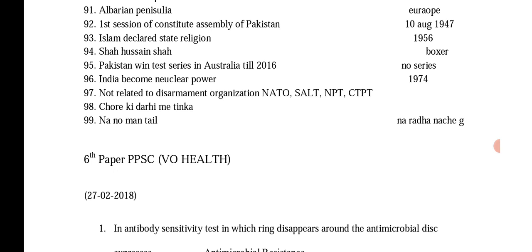India became a nuclear power in 1974. 1974 was the year in which India gained nuclear power. Not related to disarmament organization: NATO, SALT, CPT, CTPT are not related to disarmament organization.